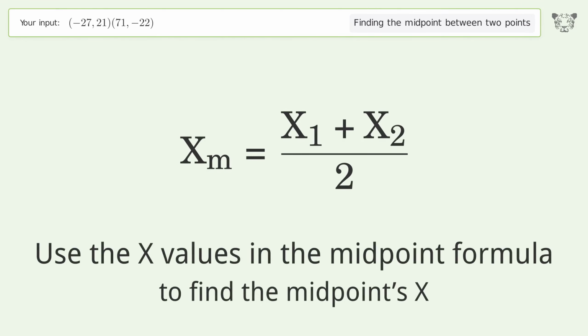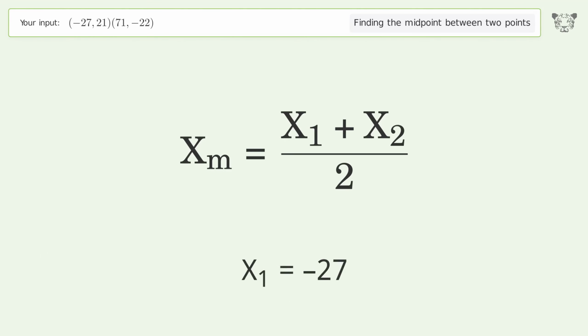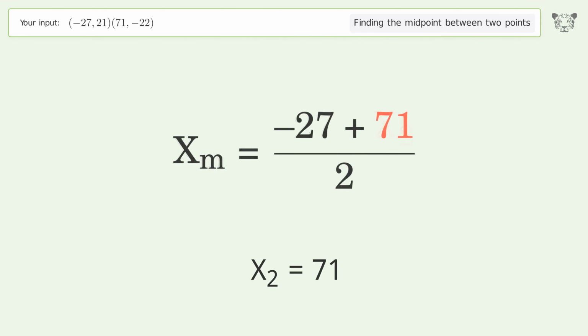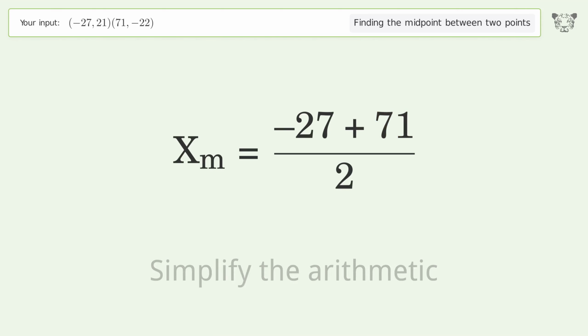Use the x values in the midpoint formula to find the midpoint's x. x1 equals -27. x2 equals 71. Simplify the arithmetic.